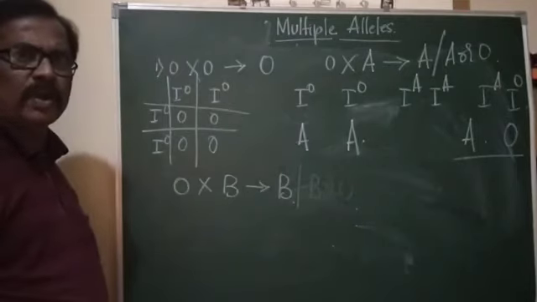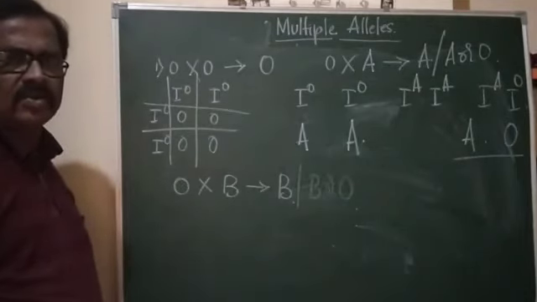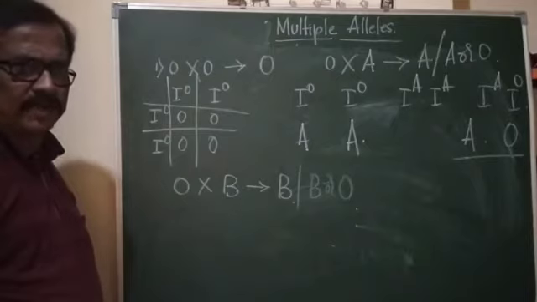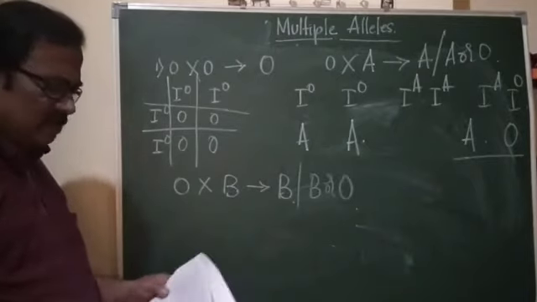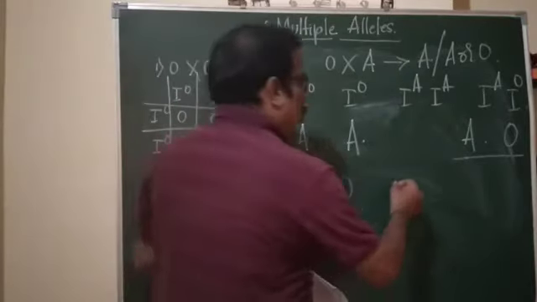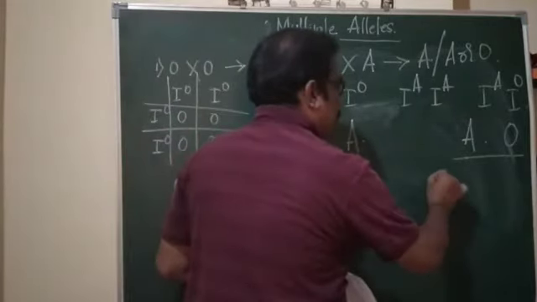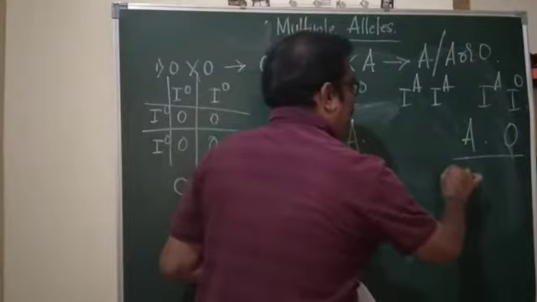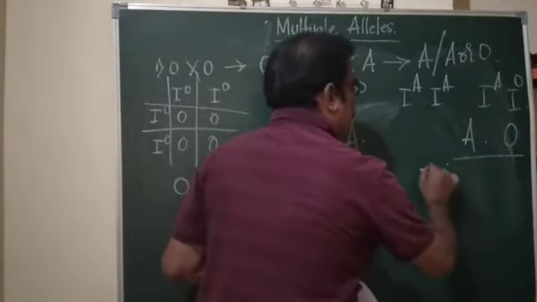Either B or O blood group will appear in their child, in their children or in their offspring. This is another condition. If one parent's blood group is O, another parent's blood group is AB.